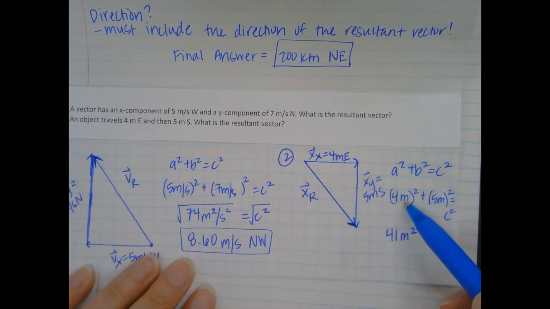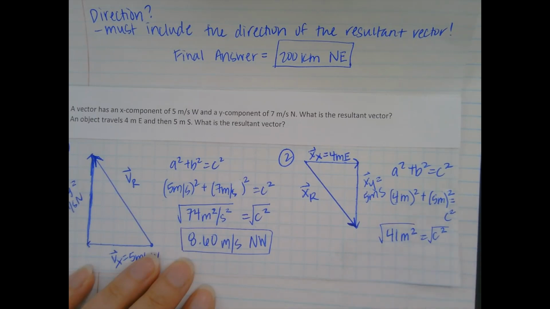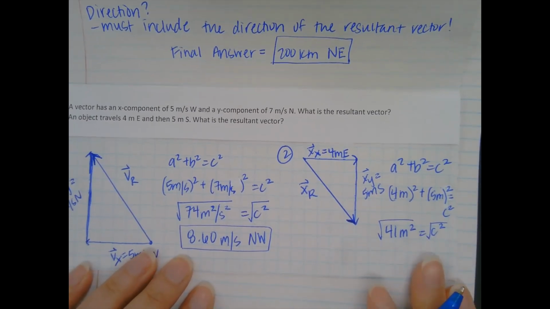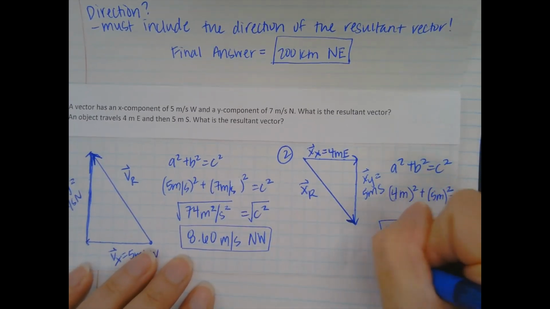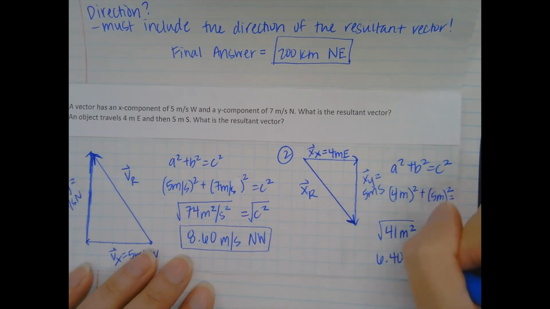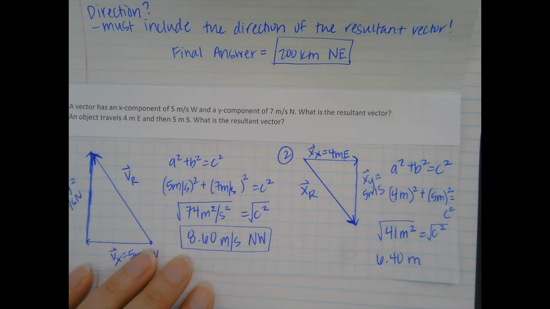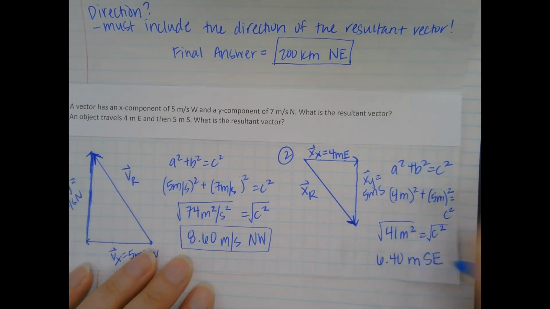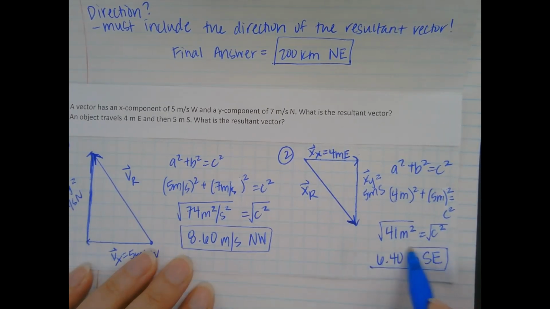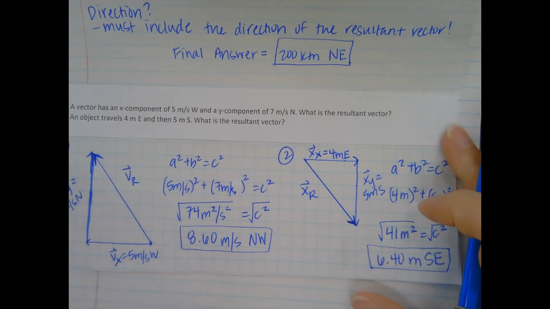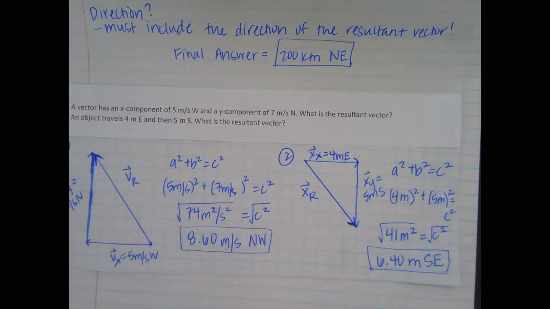Remember, whatever you do to the number, you do to the unit, equals c squared. So in order to get c by itself, I'm going to square root both sides. So 41 square rooted in my calculator is 6.40 meters, and I need a direction, so I went east and then I went south, so south, east. And that is how we are going to solve for our resultant vectors using our x and y components.